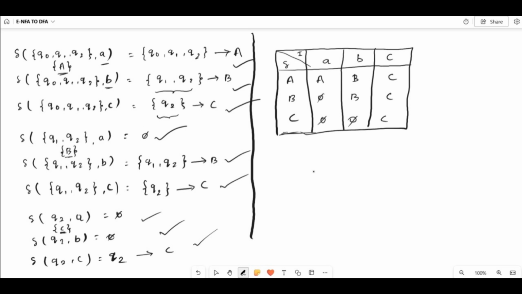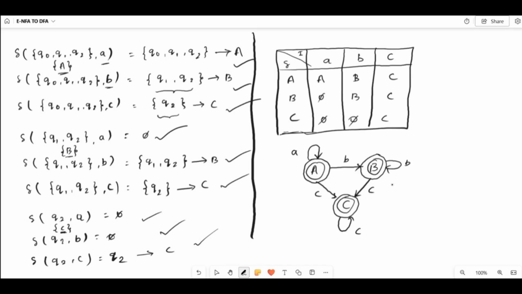From this transition table, we have to draw the diagram like this. For state A, input a goes to A, so self loop. Input b goes to state B and input c goes to state C. For state B, input a does not exist and input b goes to B, so self loop, and input c goes to state C. For state C, input a and b do not exist, so C has a self loop.